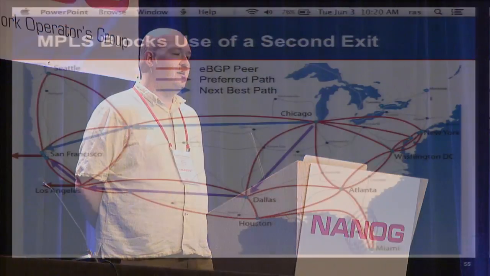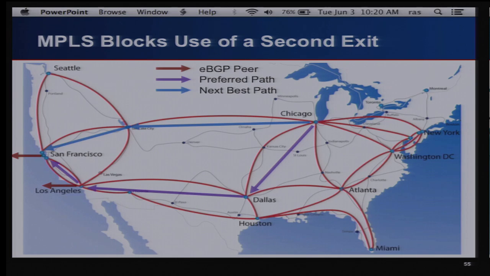So here's the example that I was talking about in graphical format. Your purple LSP here is actually not using the exit in Los Angeles that it could. It's going all the way up to San Francisco, San Jose.